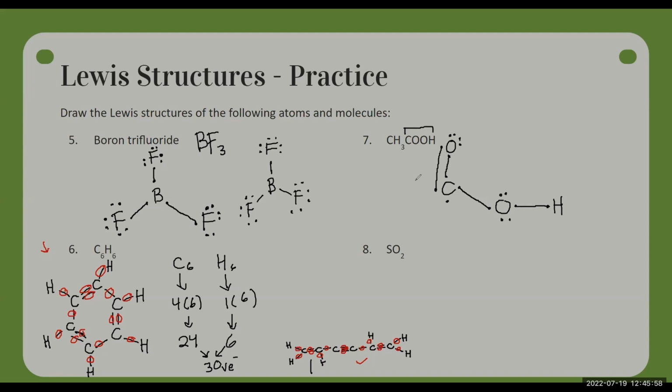The next one I'm gonna try and draw is I can basically put CH3. So I'm gonna draw 4 valence electrons: 1, 2, 3, and then 4. And then I'm going to draw the hydrogens. Once again, they're going to be terminal.